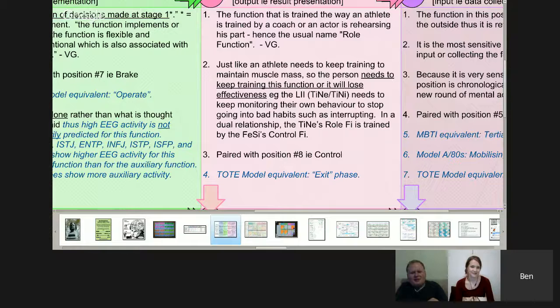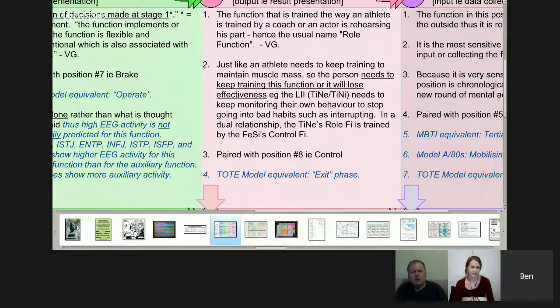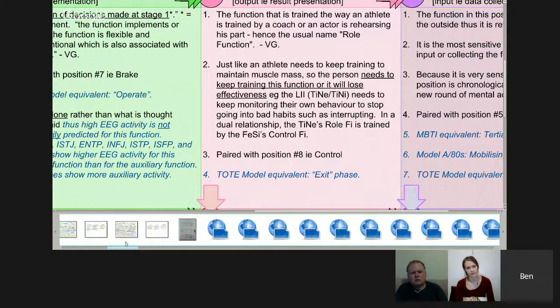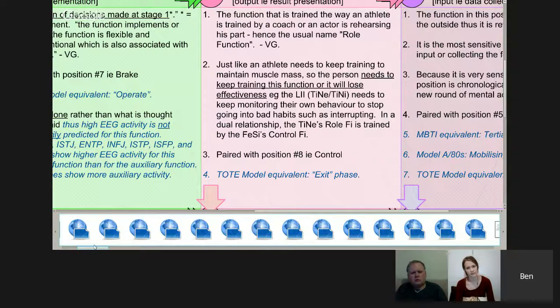Yeah. Oh yeah, in a dual relationship, the INTP's role FI is trained by the ESFJ's control FI. Right, so this is paired with a control function. Now, this is the tote model equivalent, the exit phase. What I'm going to do is put the tote model on screen for about 5 seconds, and then people can pause it and look at it. We've not got time to look through that, and it's a bit boring anyway.